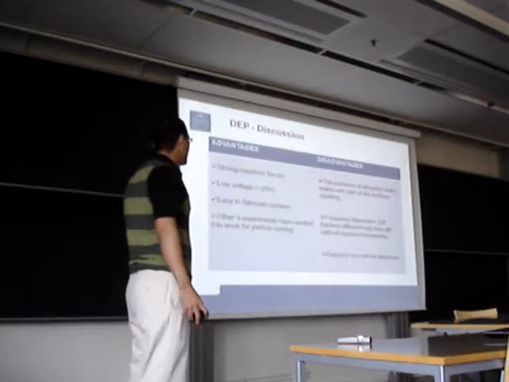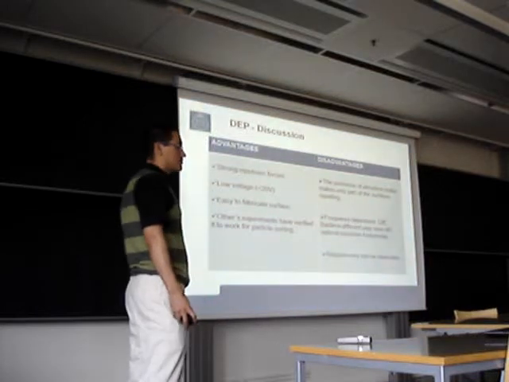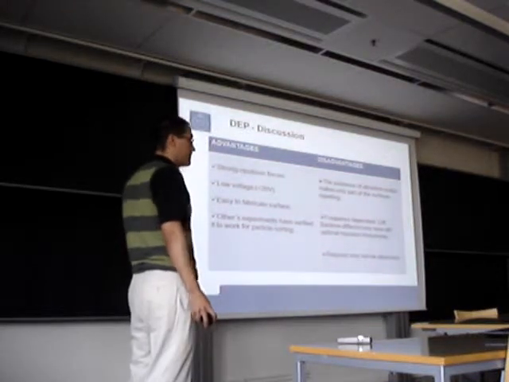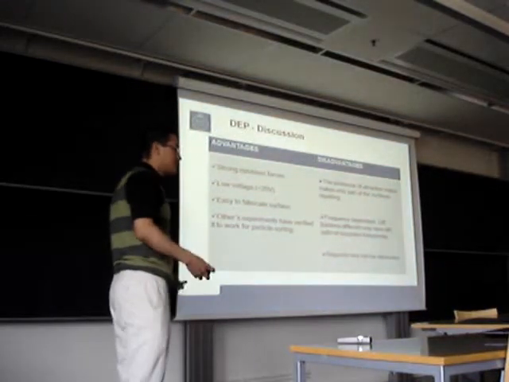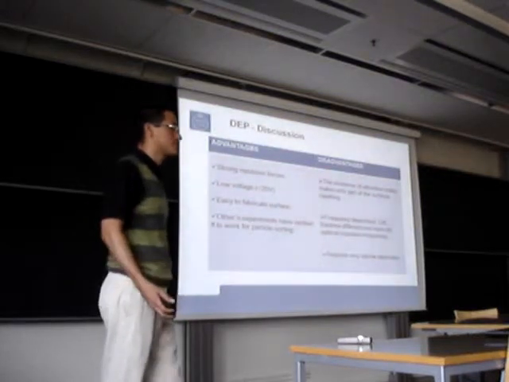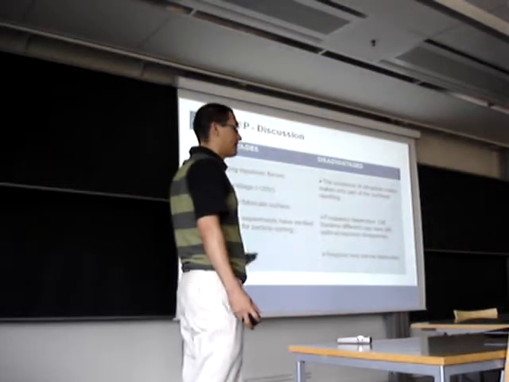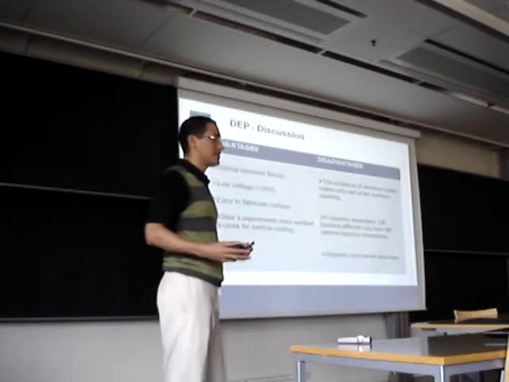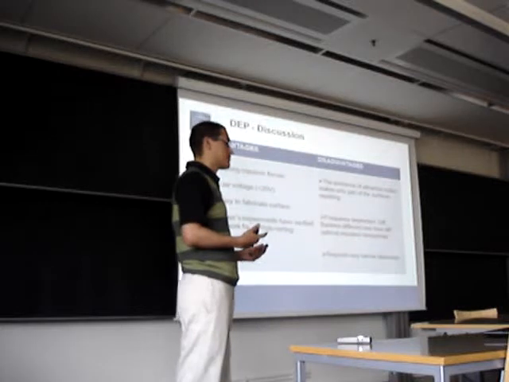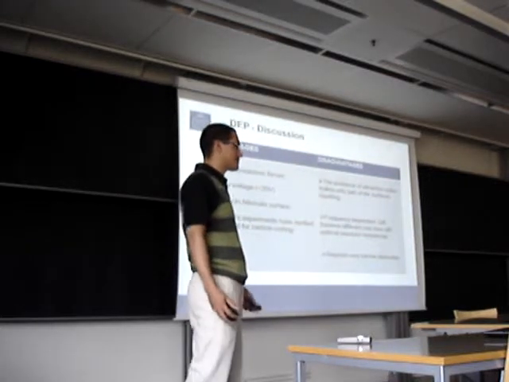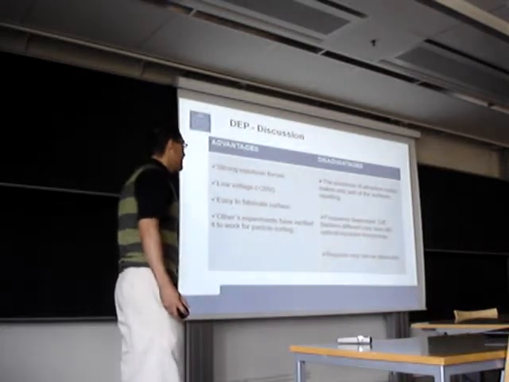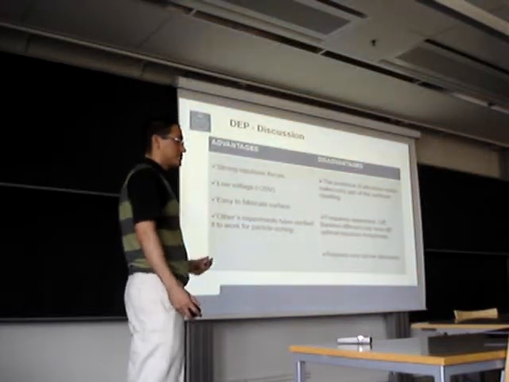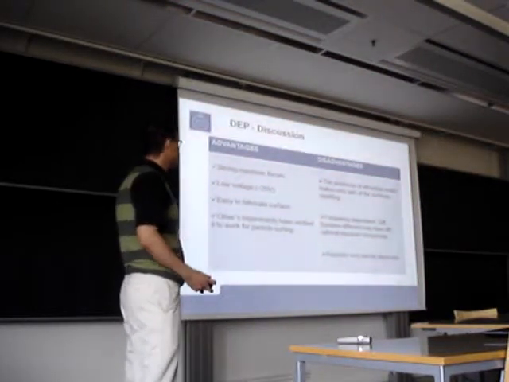As an advantage, we can see that there are strong repulsion forces for particles at low voltages, and a really easy surface to fabricate. But one of the problems is that it's frequency dependent. Different bacteria may require different repulsion frequencies. And also, with the narrow electrodes, we need to optimize the distance.